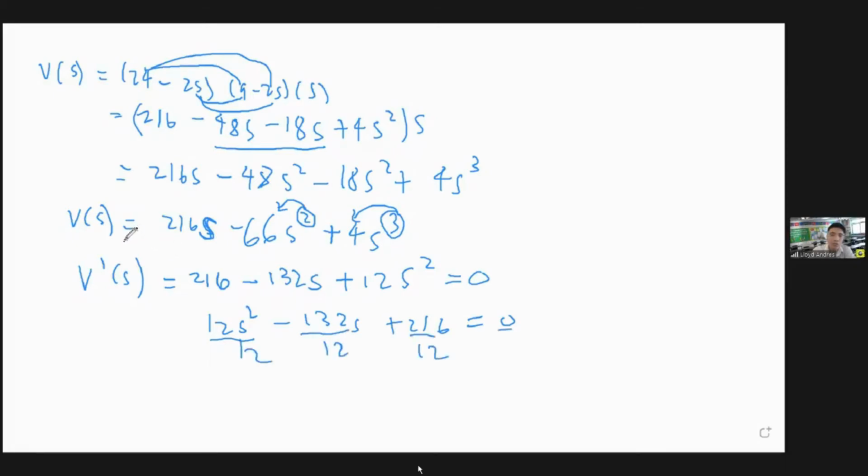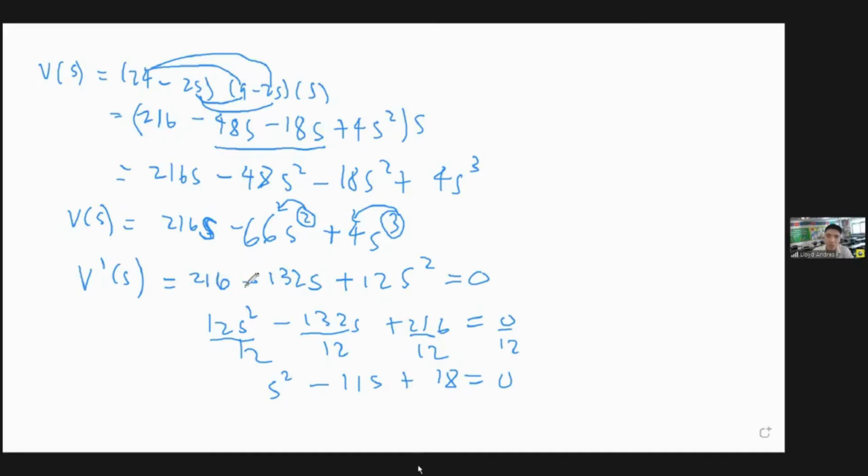So this becomes s squared, 132 divided by 12 is 11, so 11s plus, and 216 divided by 12 is 18, equals 0. So it is simpler now. It is a quadratic, so we can apply factoring.